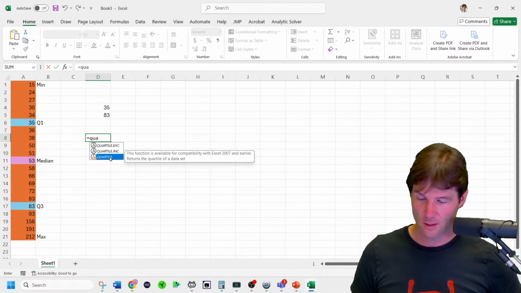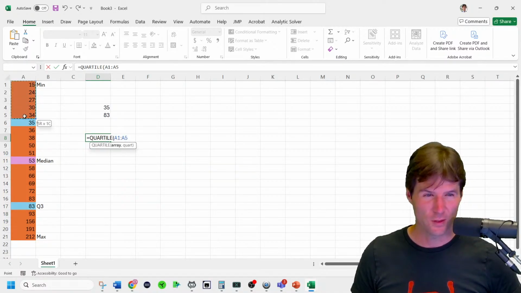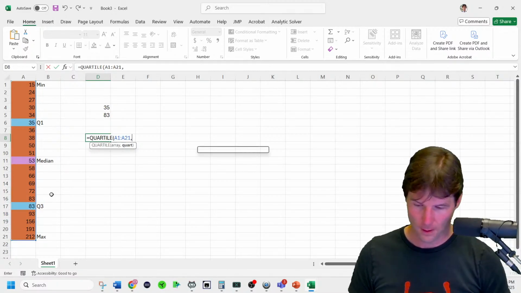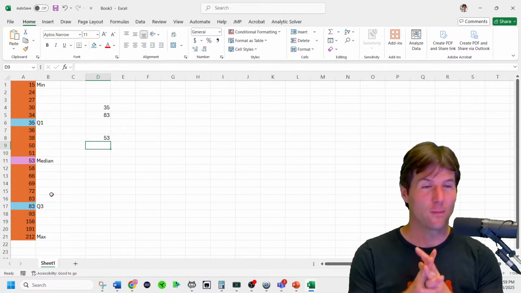Because the median, if you think of it in terms of quartiles, there's the median right there.